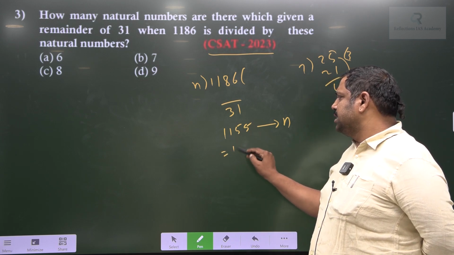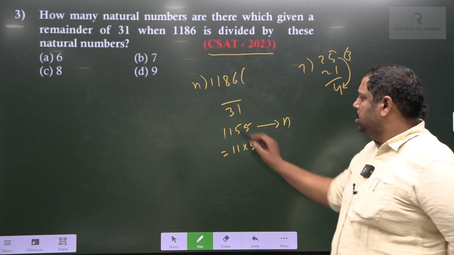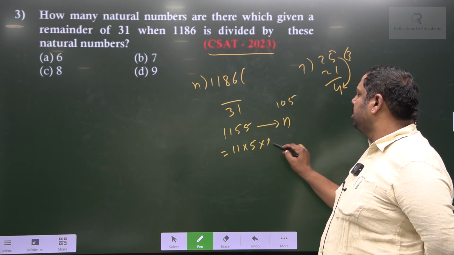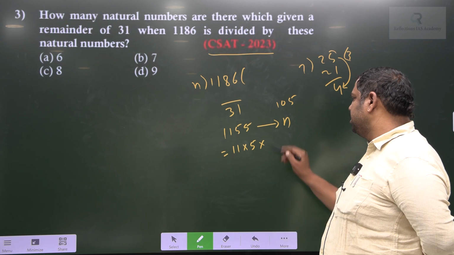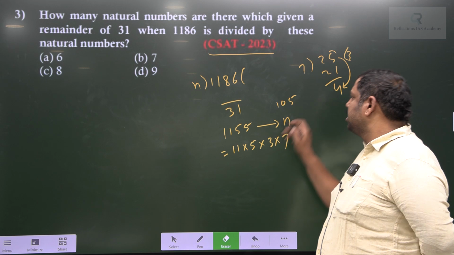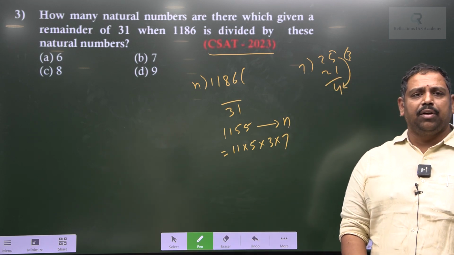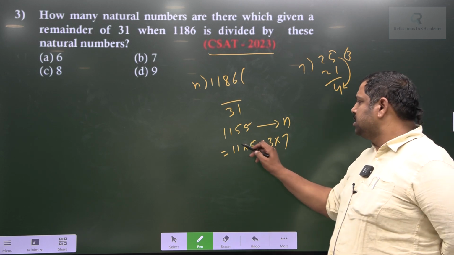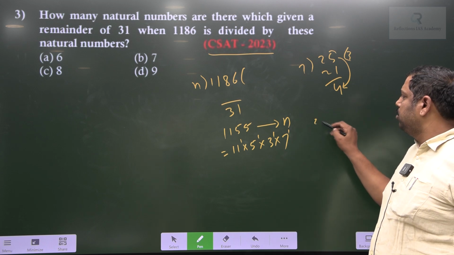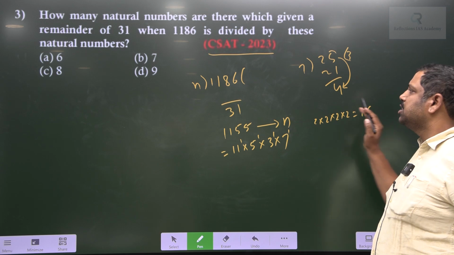So this I can write as 11 into 5 into something, right or wrong? 1155 divided by 11 is 105, and 105 is 5 into 21, and 21 means 3 into 7. Do you understand that? Prime factorization is completed for 1155. If you want the number of factors, just add 1 to each power and multiply, right or wrong? 2 into 2 into 2 into 2 is nothing but 16, which is not the answer.